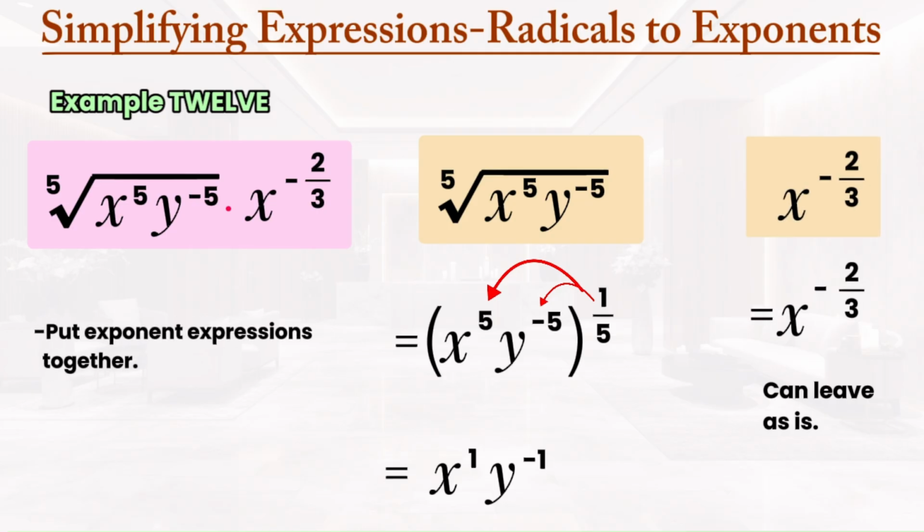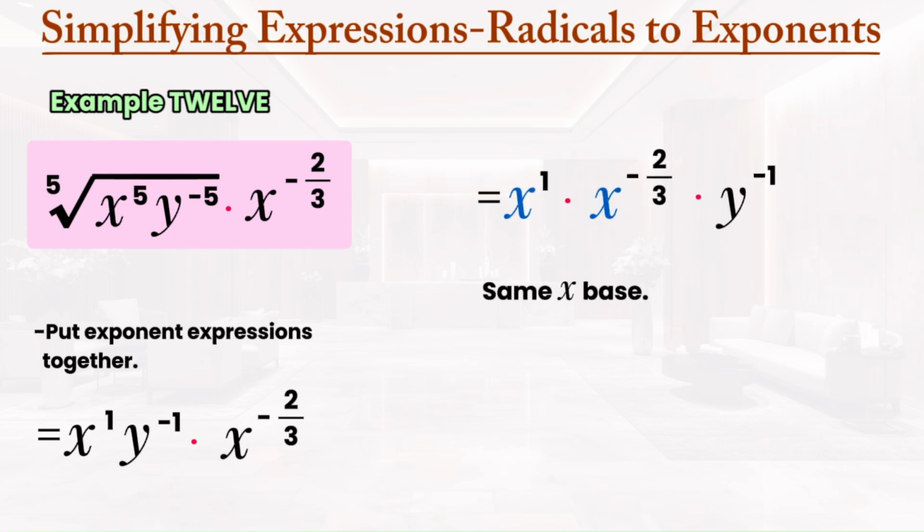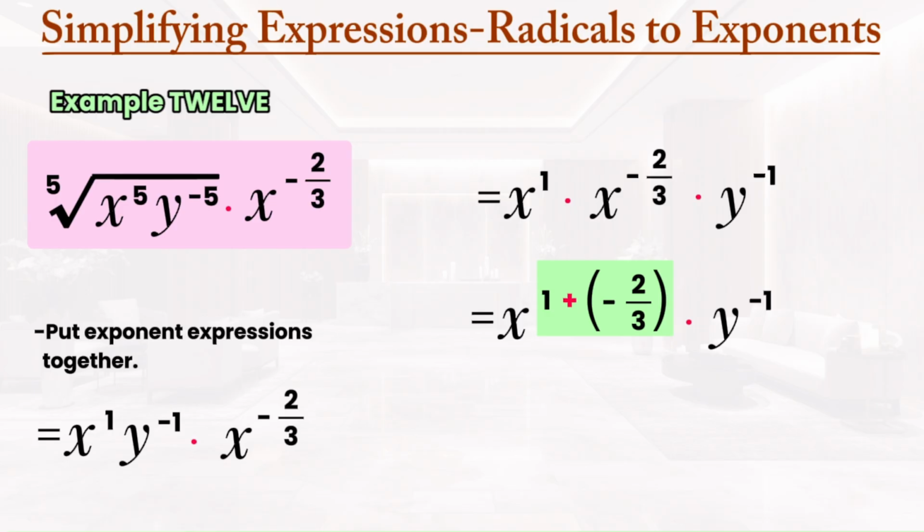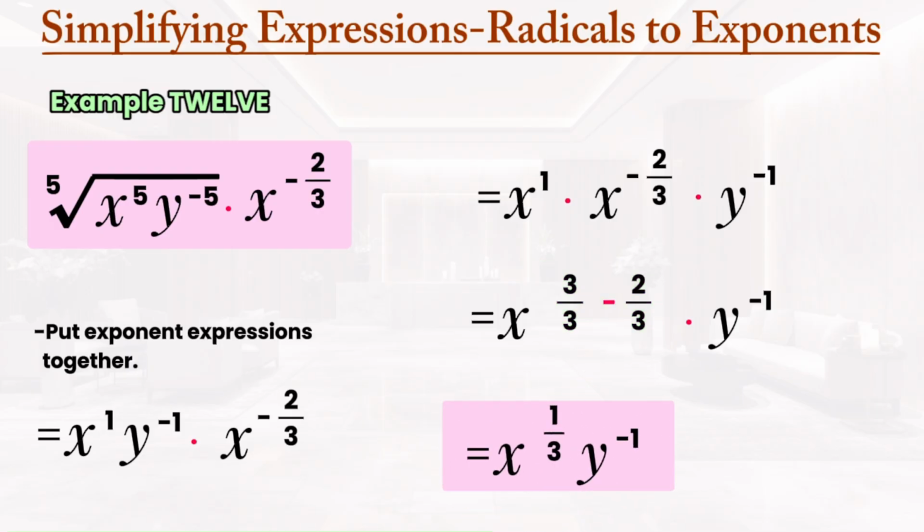Now we can write out the entire expression like this. That's x times y to the power of negative 1 times x to the power of negative 2 over 3. Here we have two x bases that we can multiply together. When we do that, we add the exponents 1 and negative 2 over 3. Now we can combine the x and y variables to get a final answer of x to the power of 1 over 3 times y to the power of negative 1. You also have the option of writing the answer out like this by flipping y to the power of minus 1. That would give you x to the power of 1 over 3 over y.